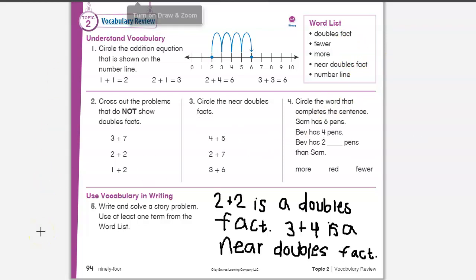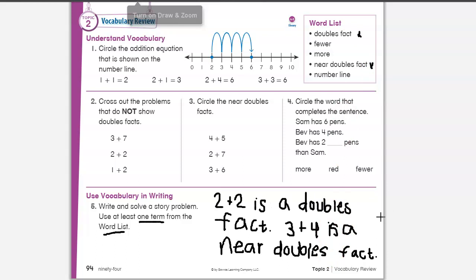Okay, boys and girls, so for number 5, Mrs. Collier went ahead and wrote her story problem so that it wouldn't take so long for you guys waiting for me to write it, because you know that I have to write with my computer mouse, so it takes me a little bit longer. But I said 2 plus 2 is a doubles fact. 3 plus 4 is a near doubles fact. So I used at least one term from the word list. In fact, I used 2. I used doubles fact and near doubles fact.